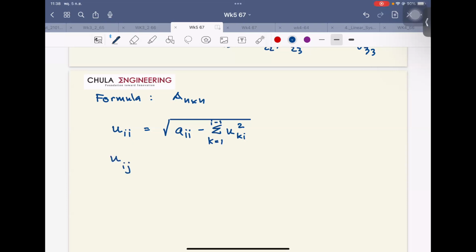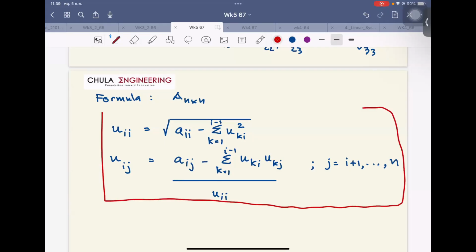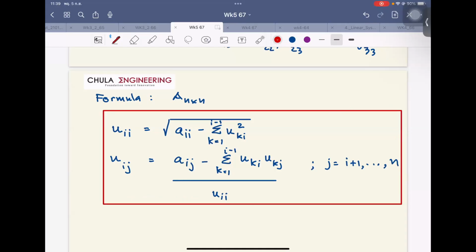And U_ij, where j is greater than i, because this is the upper triangular matrix: we have A_ij subtracted by the summation of U_ki U_kj, k from 1 to i minus 1, divided by U_ii, for j equal to i plus 1 to n. And this is the formula that we will use for our coding.